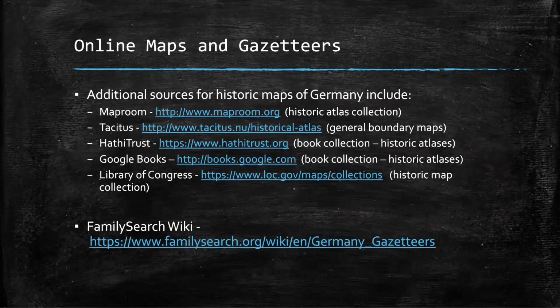There are other map sources out there also. There's Map Room, which is a historic atlas collection. Tacitus is boundary maps. HathiTrust is a book collection, basically an online digital book library, but they have a large number of historic atlases there. Google Books, again an online digital library, you can pull up historical atlases on there also. The Library of Congress has a historic map collection you can access. And then FamilySearch Wiki, you can look up Germany Gazetteers and see a list of the Gazetteers that are available online.